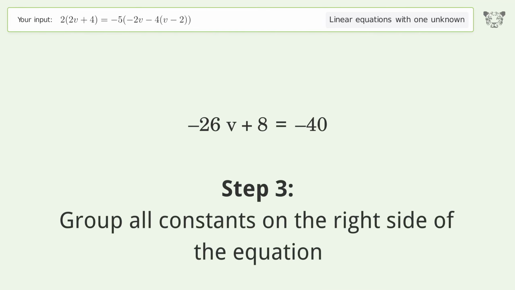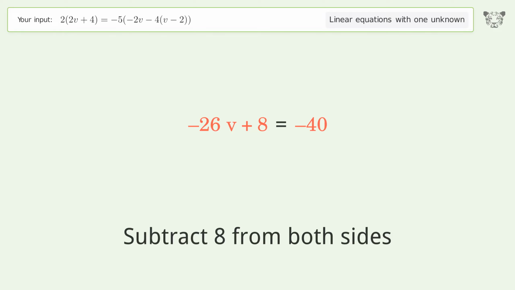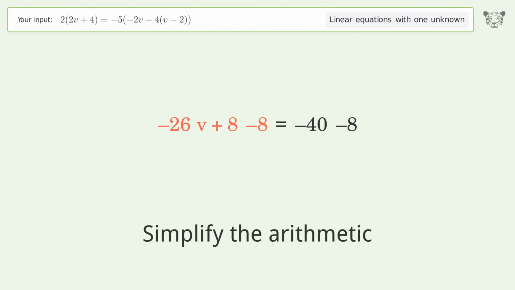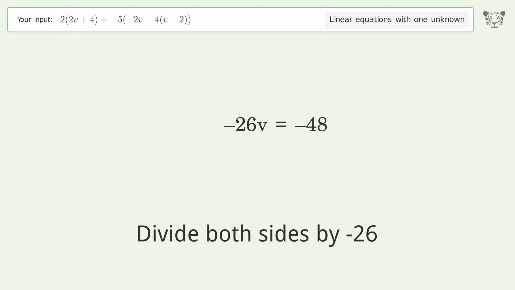Group all constants on the right side of the equation. Subtract 8 from both sides. Simplify the arithmetic. Isolate the v. Divide both sides by -26.